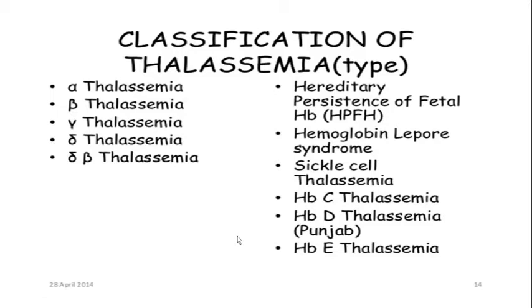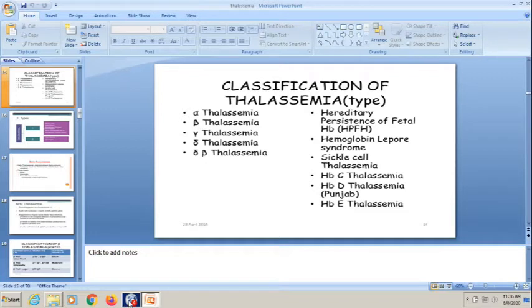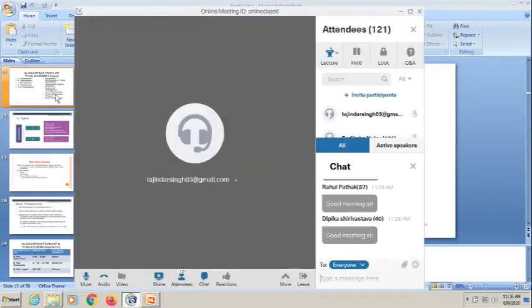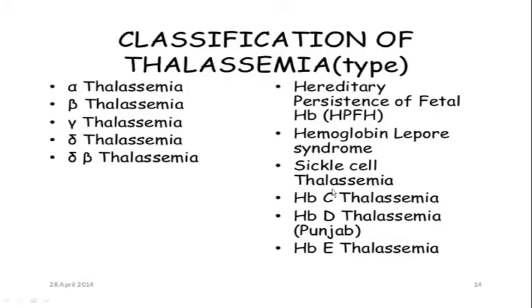And classification wise, thalassemia has been classified into many types. You have alpha thalassemia, beta thalassemia, gamma, delta. Then you have hereditary persistence of fetal hemoglobin, hemoglobin Lepore, sickle cell thalassemia, HbC thalassemia, Punjab thalassemia, HbE thalassemia. But the focus of our lecture is alpha and beta thalassemia.